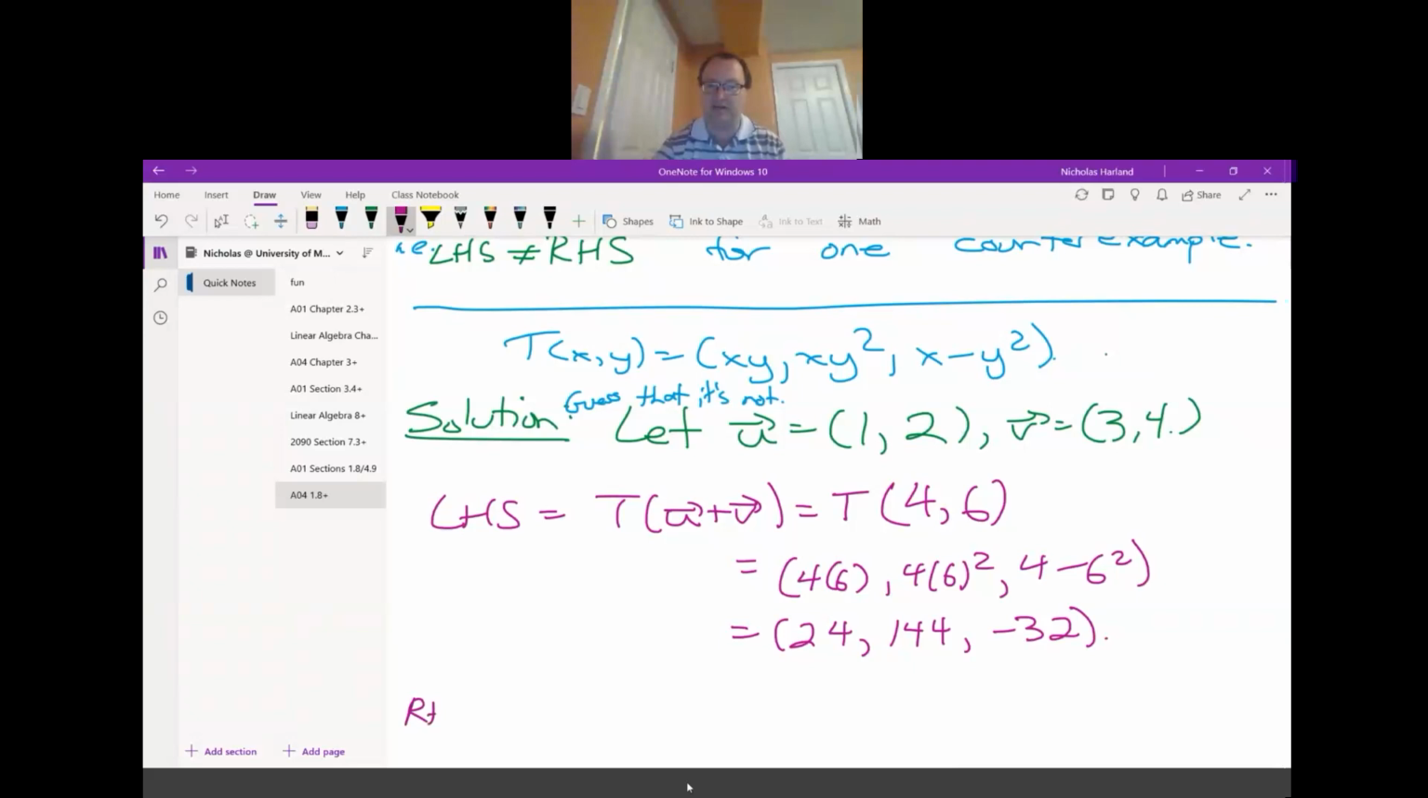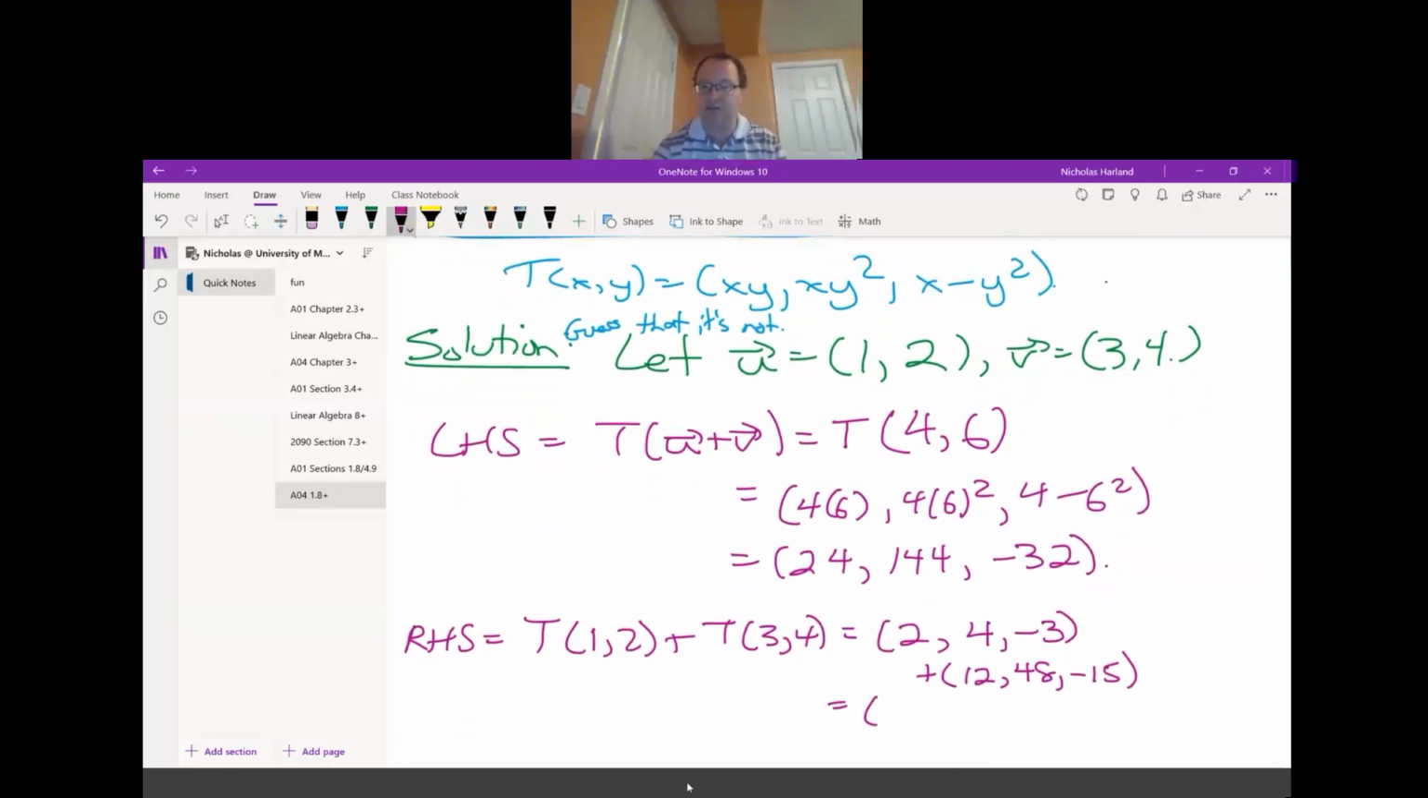Let's go to our right-hand side. T of 1, 2 plus T of 3, 4. T of 1, 2 is what? 2, 4, negative 3. 3, 4 would be 12, 48, and 3 minus 16 is negative 15. And when we add them together, we get 14, 52, and negative 18. And the question, of course, is the left-hand side equal to the right-hand side?